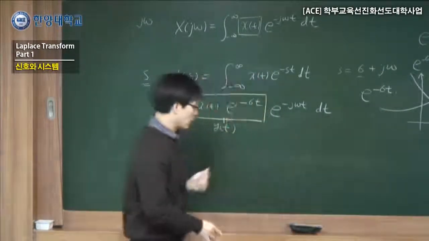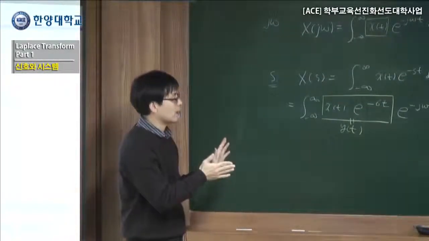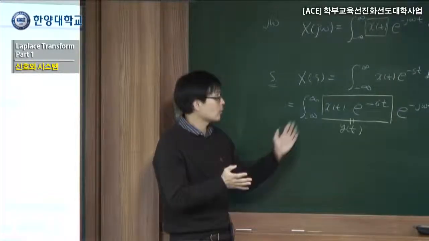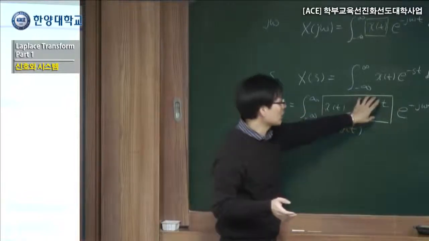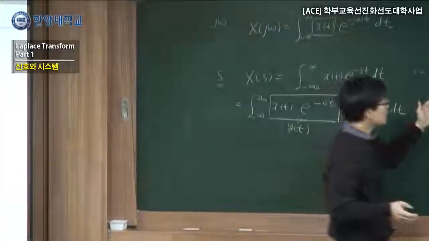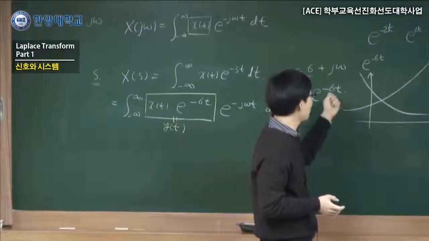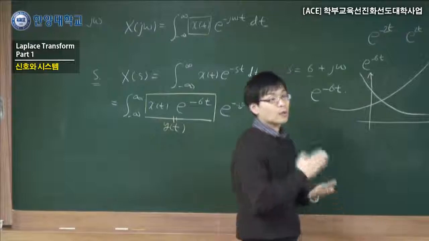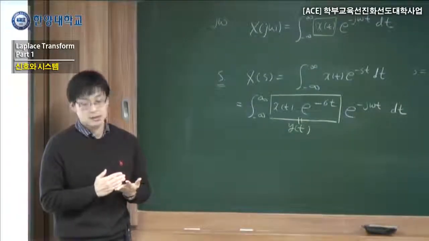So once again, remember, Laplace transform can be viewed as a general form of Fourier transform of this whole function. But there is a multiplication of e to the minus sigma t given here. So this one may diverge, may converge, depending on the polarity of this sigma. So we have to define what this sigma is.